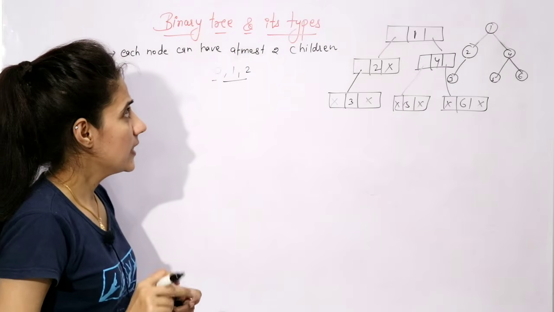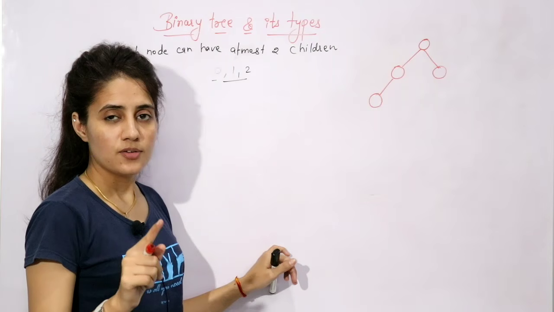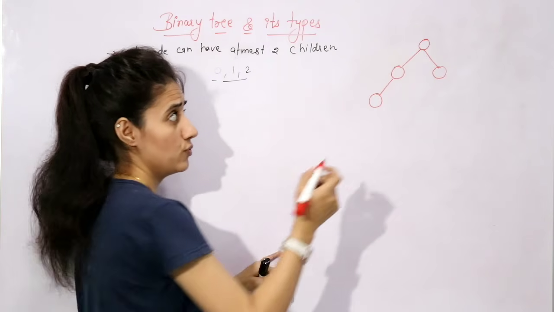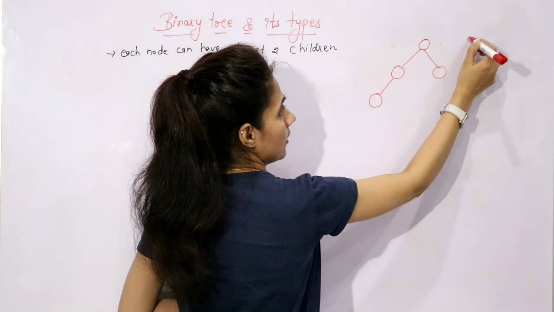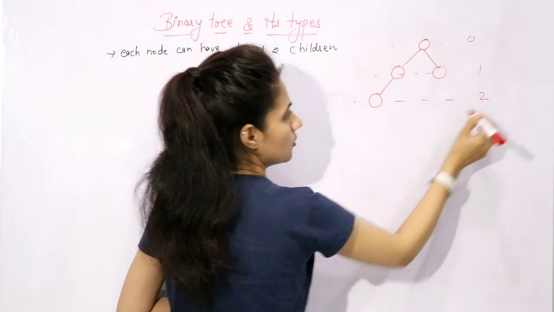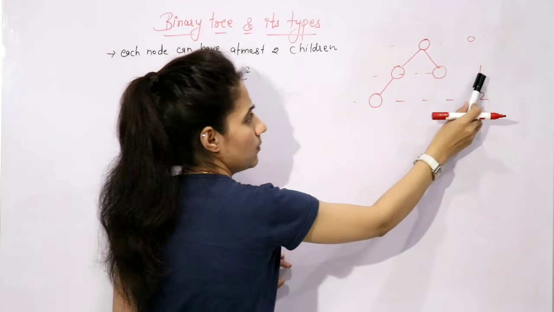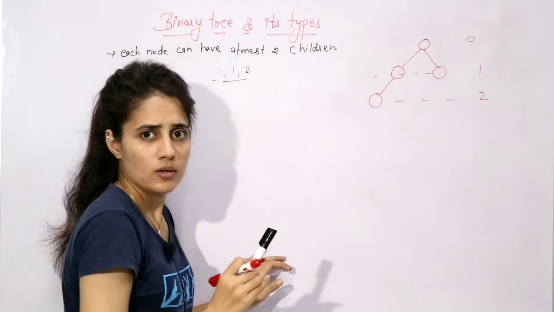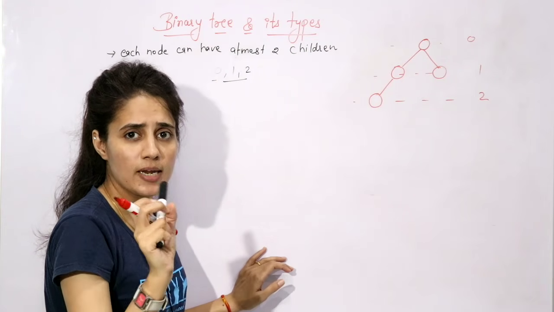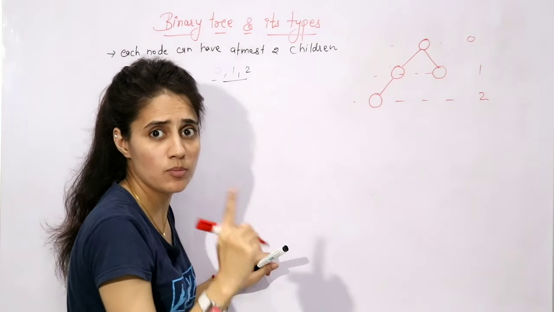Now the next thing is some properties of binary tree. We have discussed what a level is in the previous video. This is level 0, this is level 1, this is level 2. Now at any level, suppose I am taking level 1, how many maximum nodes can be possible? At level 1 only 2 nodes can be possible, maximum nodes.